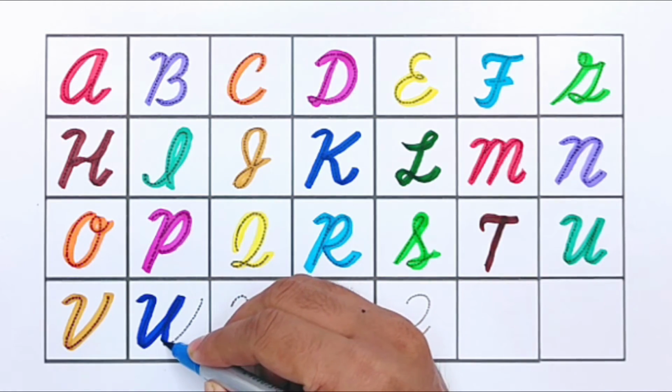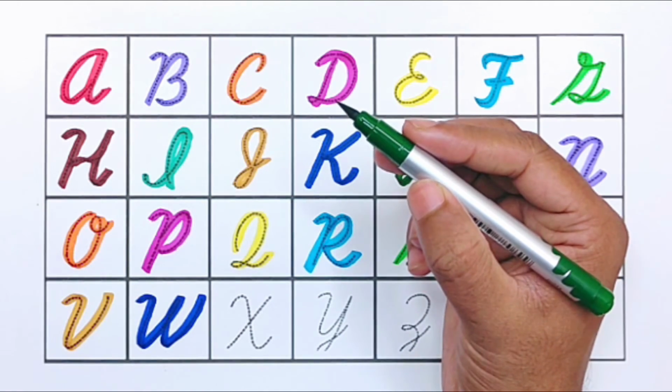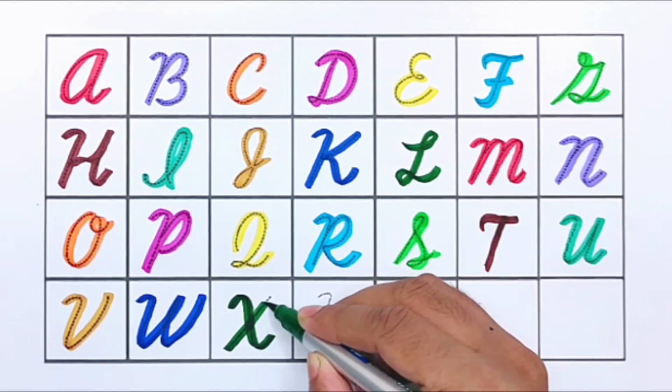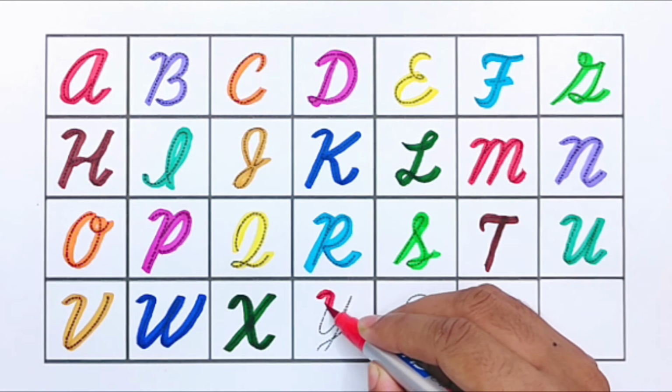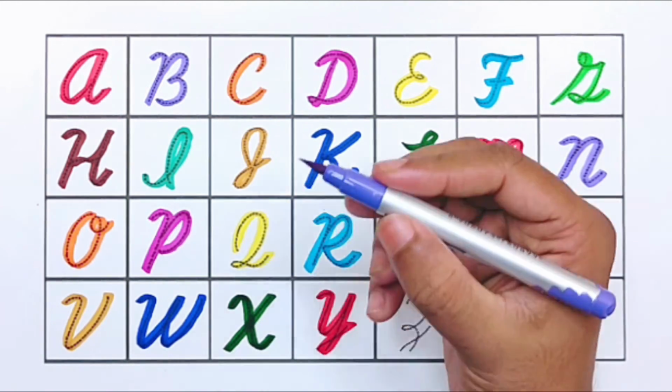W for wall, green color. X for Xbox, red color. Y for yak, purple color.